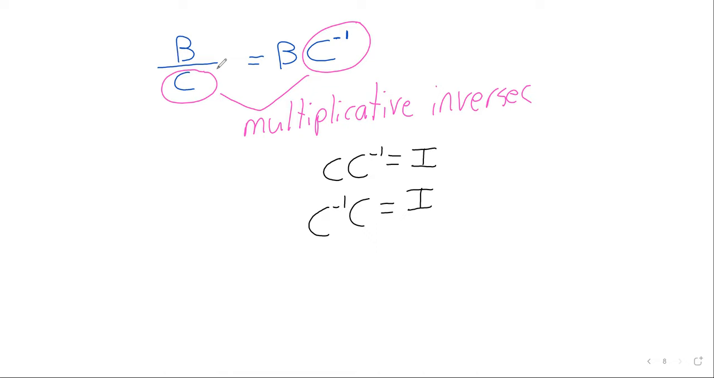And I wrote those 2 equations. I don't think this is ever going to come up in differential equations, but matrix multiplication is not commutative. A times B and B times A are different quantities. So that's why I wrote this twice, C times C inverse and C inverse times C. Not all matrices have multiplicative inverses, but the ones we're going to look at in this class do, so we won't worry about that detail in this class.